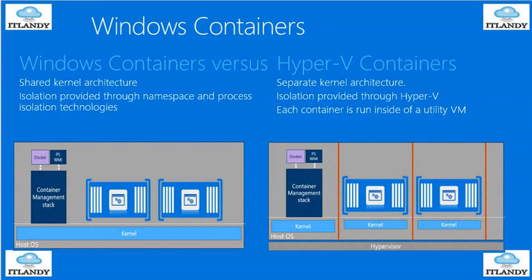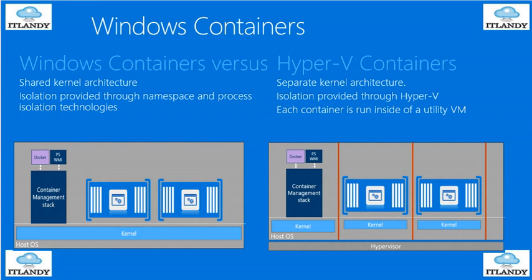Now, Windows containers versus Hyper-V containers. The first, Windows containers or server containers, have a shared kernel architecture, with isolation provided through namespace and process isolation technology. For Hyper-V, it is a separate kernel architecture, with isolation provided through Hyper-V. Each container is run inside of a utility VM. So we can see the difference between the two architectures. One is basically sharing the host, with no separate dependencies and libraries, and in the second even the kernels are not shared, which is the Hyper-V approach.